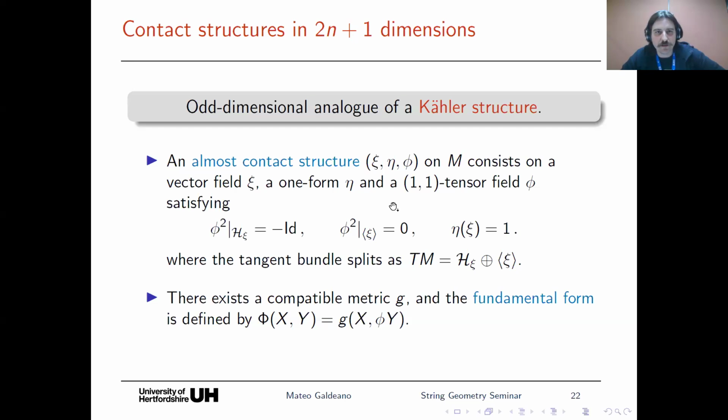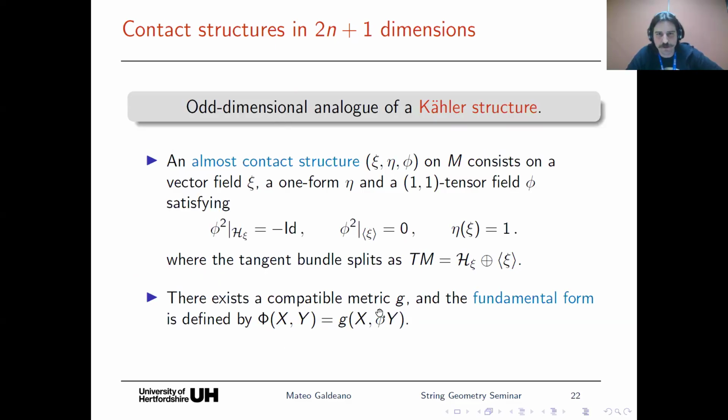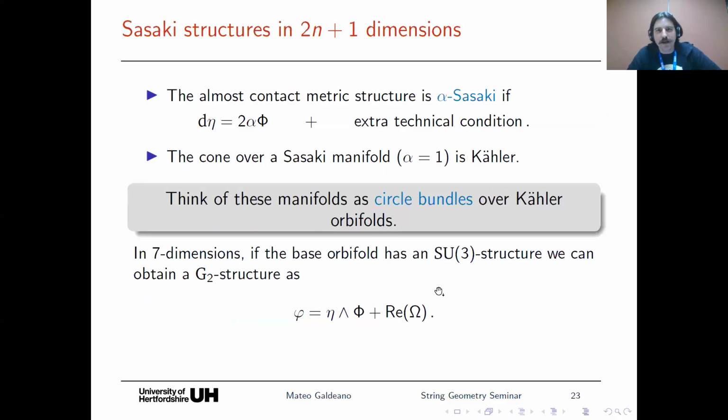So now you can ask a bit more to make things easier to study. And you have an almost contact metric structure, as I defined above. You say that it's alpha-Sasaki if the exterior derivative of this 1-form is related to this fundamental form that I was defining here. So it's a relation between the eta and the phi, if you want. And there's an extra technical condition that we worry about. And these are what are called alpha-Sasaki manifolds.